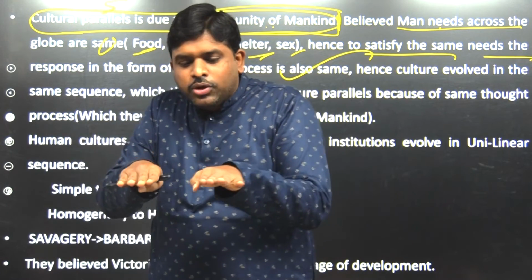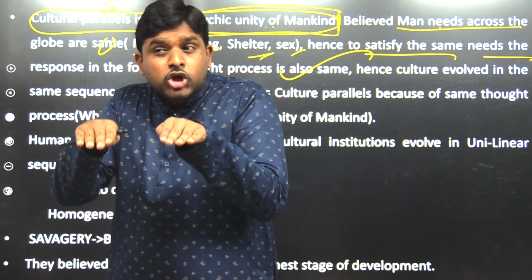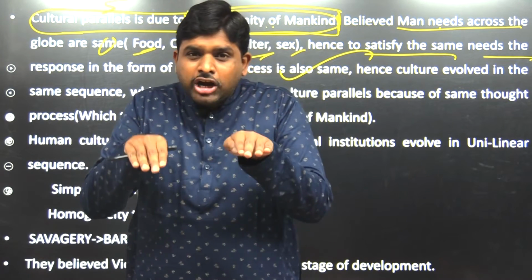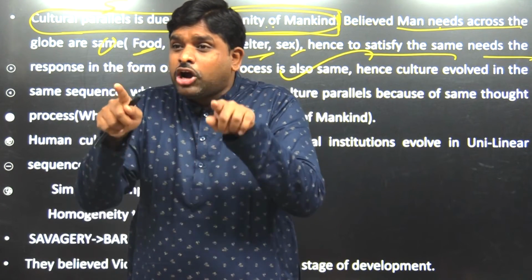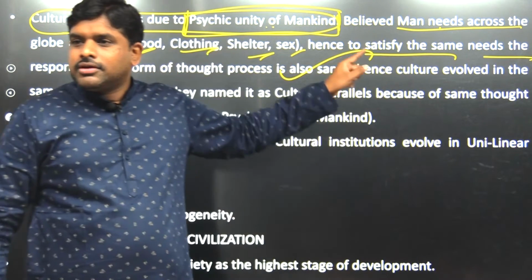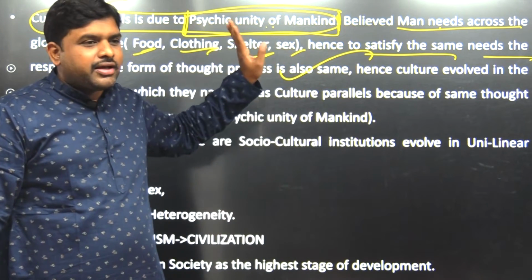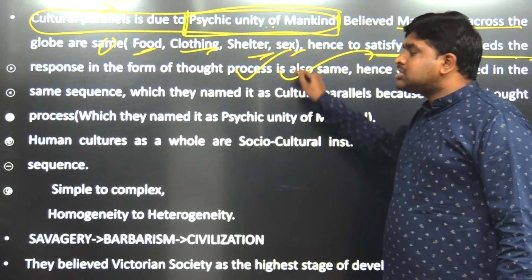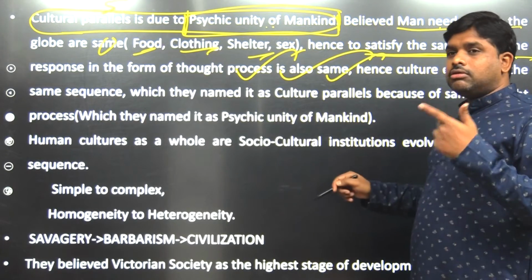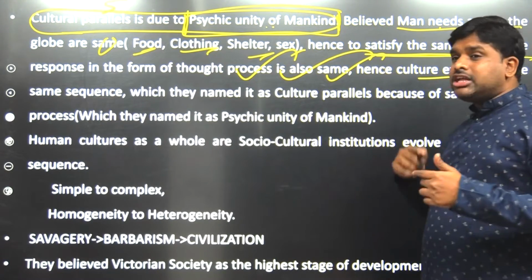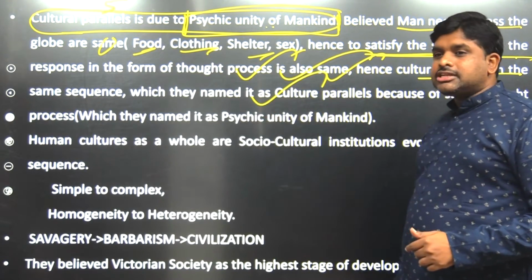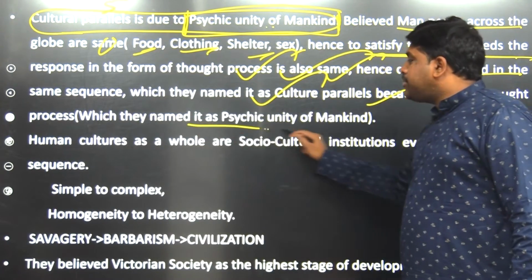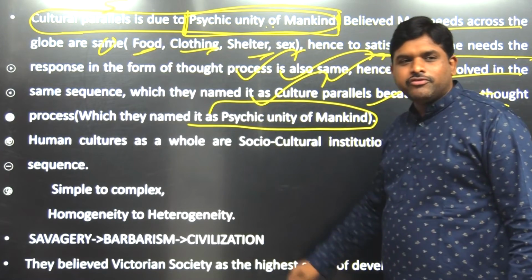What I want to tell you is, when the thought process is the same, the culture is the same, and that same thought process is called the psychic unity of mankind. Hence, to satisfy the same needs, the response in the form of thought process is also the same. Hence, culture evolved in the same sequence, which they named culture parallels, because of the same thought process, which they named the psychic unity of mankind.